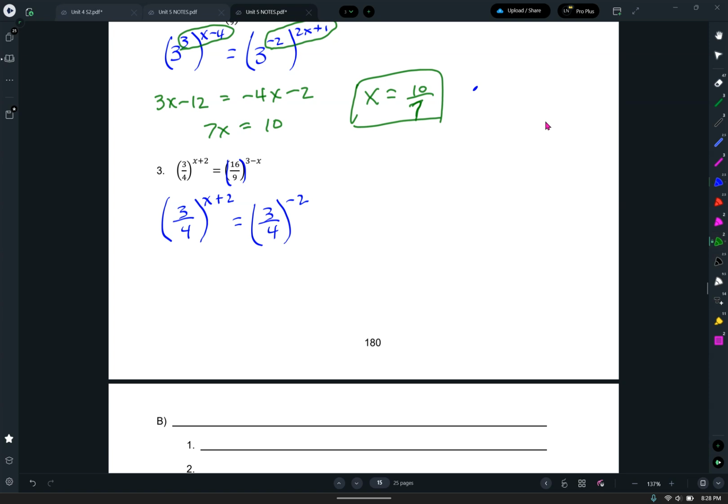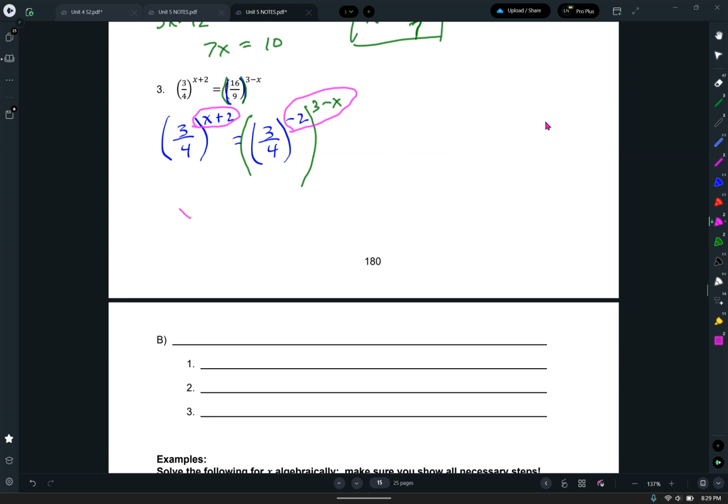But remember that 16 over 9 is being raised to the 3 minus x. Okay, but I have the same base. So the exponent on this side has to equal the exponent on this side. So x plus 2 has to equal negative 6 plus 2x. And then if I solve, let's see, I'm going to get x equals 8.